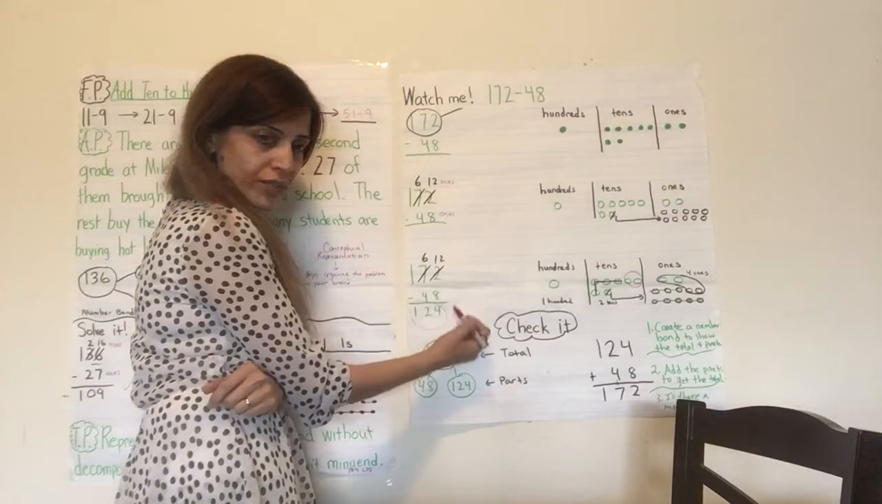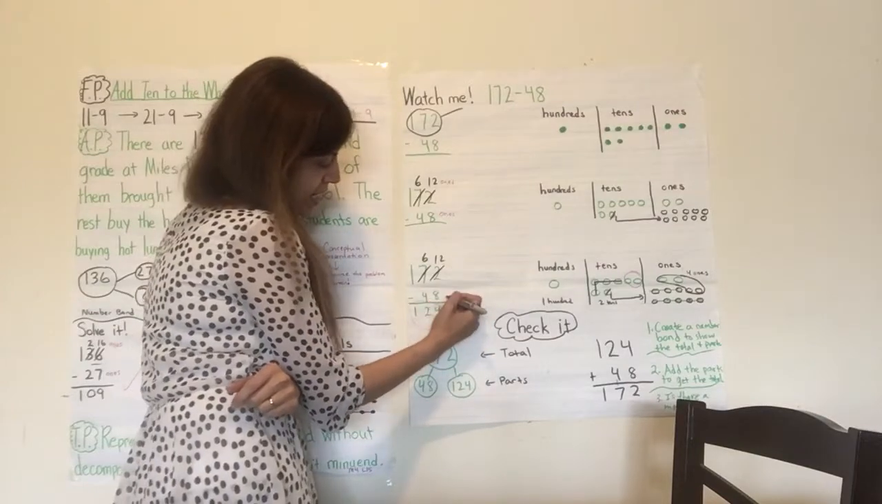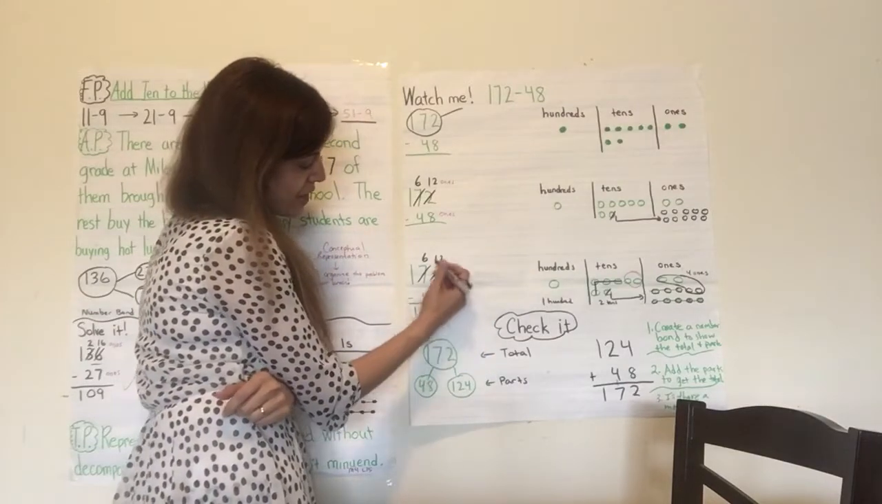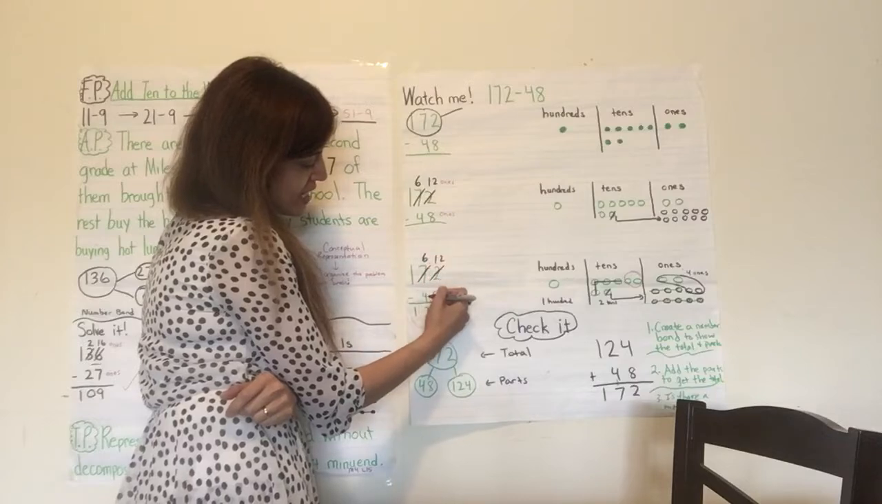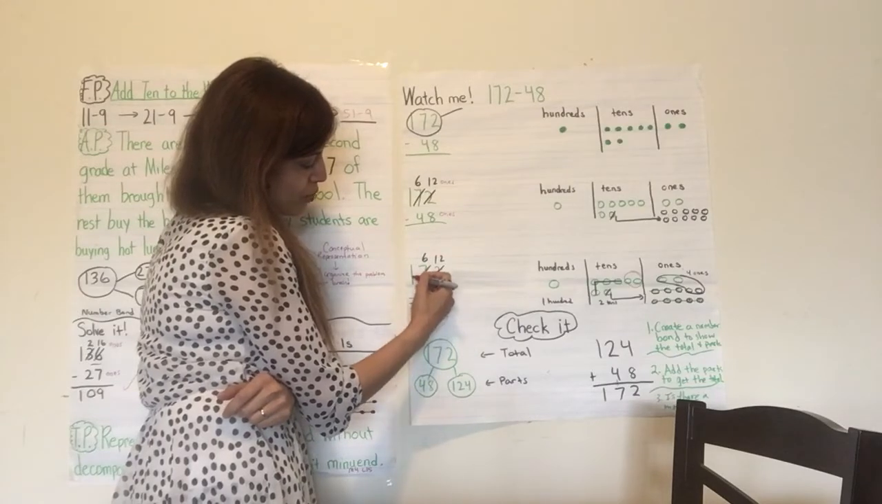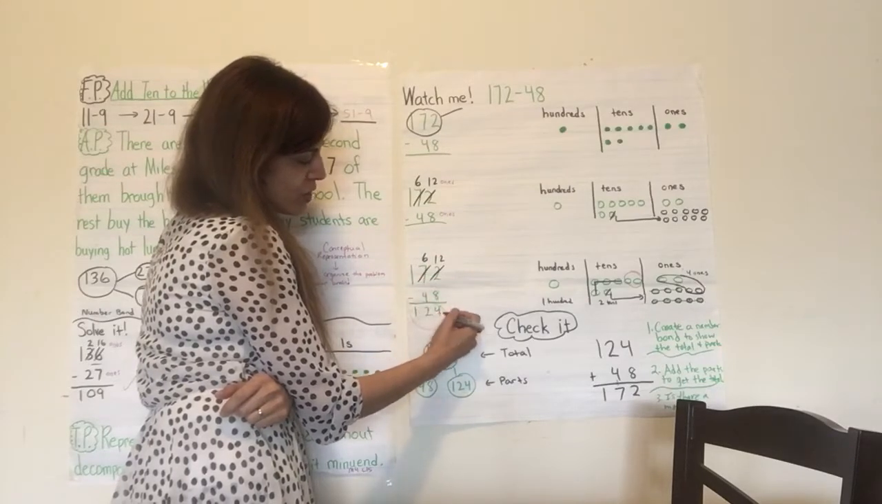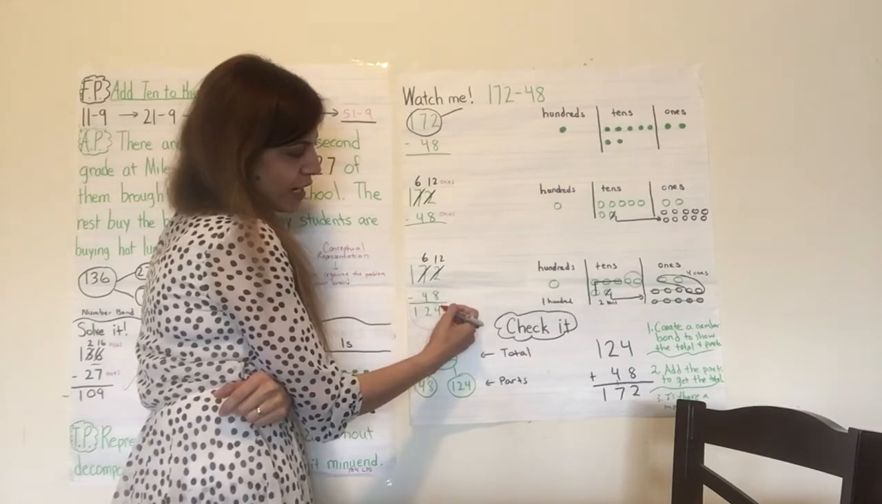Okay, let's move on here. And we're going to actually solve it. 12 ones minus 8 ones is 4 ones. 6 tens minus 4 tens is 2 tens. We bring down the 100. 124 is our answer. Okay, great work.